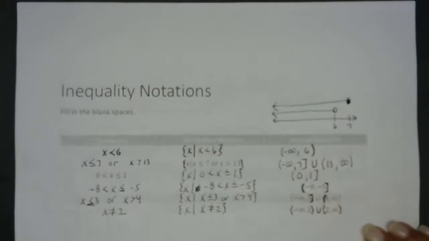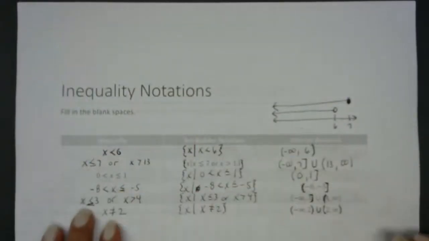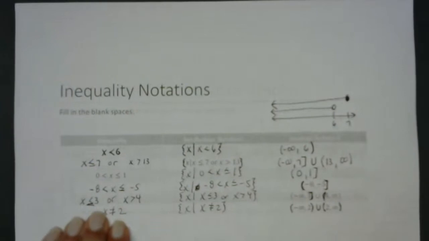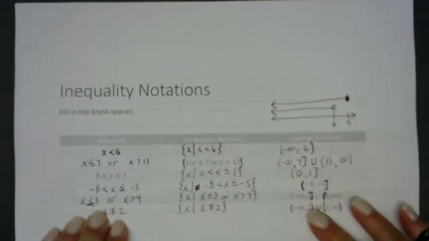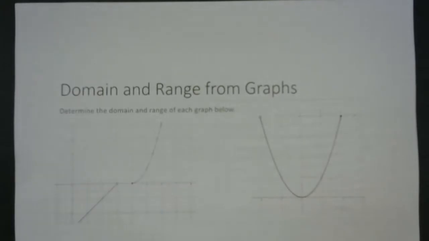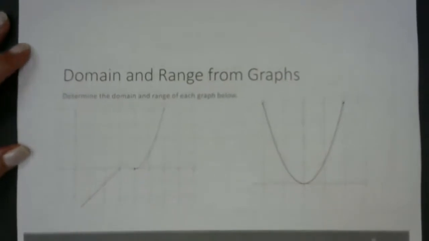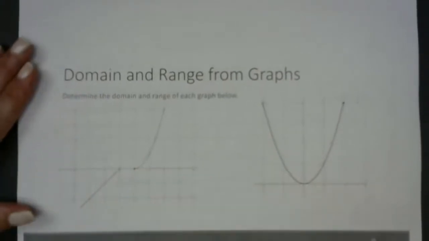All right? So inequality notation is how we identify intervals for inequalities, and that's how we describe the domain and the range of a function. Right? So let's look at some examples, and let's see if we can identify the domain and the range. Okay, so here we have two graphs. Let's look at the one on the left first.